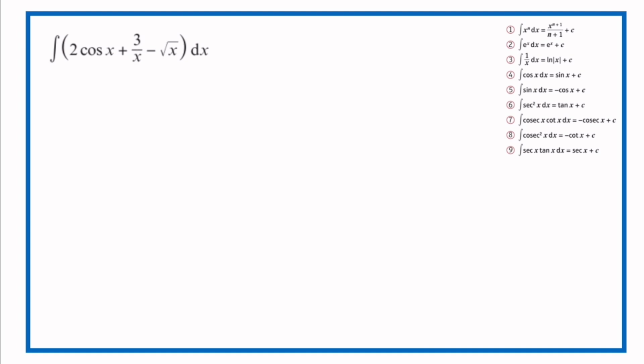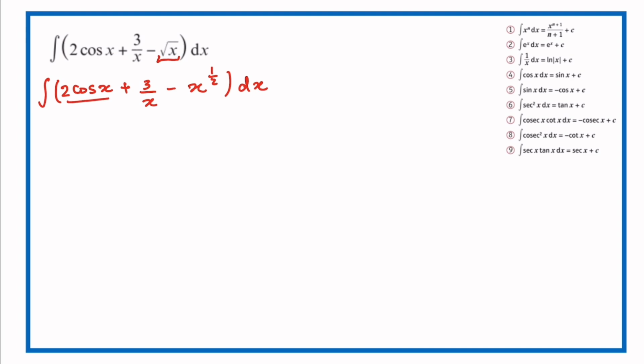The first thing that we want to do here is to rewrite the equation in a nicer format that can help us with integration. For example, the square root of x can be rewritten in a different format. So we can rewrite the integration of 2 cos x plus, leaving the 3 over x as it is, minus the square root of x, which can be rewritten as x to the power of a half. And we are going to integrate this with respect to dx, which means that we're integrating every x term.